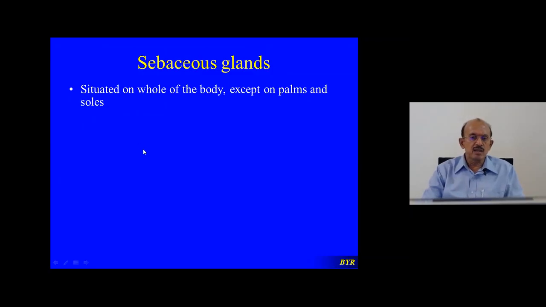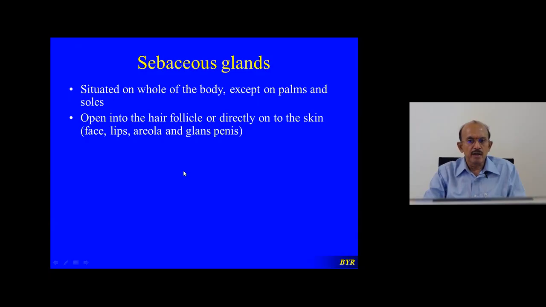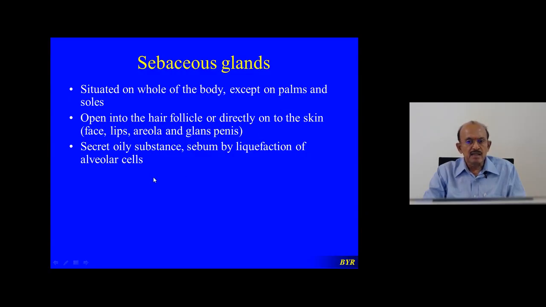Then, after sweat glands, now let us discuss sebaceous glands. They are situated on the whole of the body except on the palms and soles. They open into the hair follicle or directly onto the skin. They open onto the skin over the face, lips, areola, and glans penis. They secrete an oily substance called sebum. Sebum is produced by liquefaction of the alveolar cells. The lining cells get liquefied, and that is secreted out as the oily substance onto the surface.